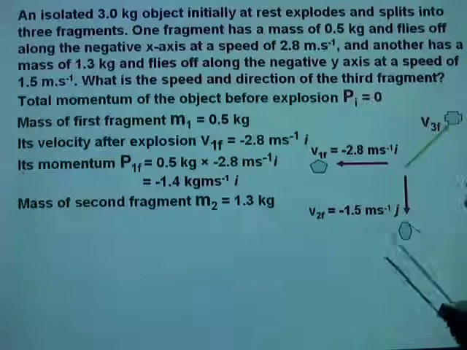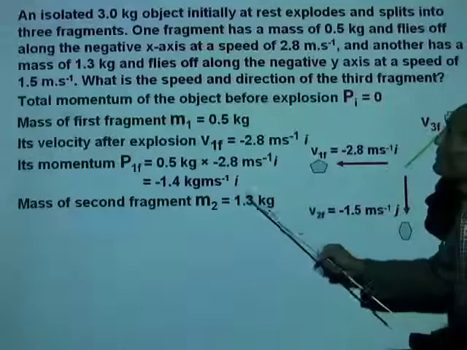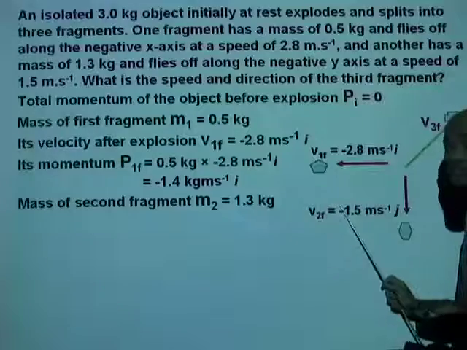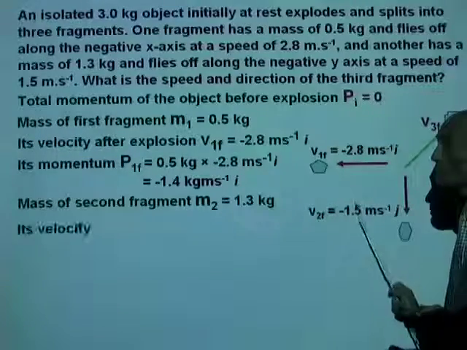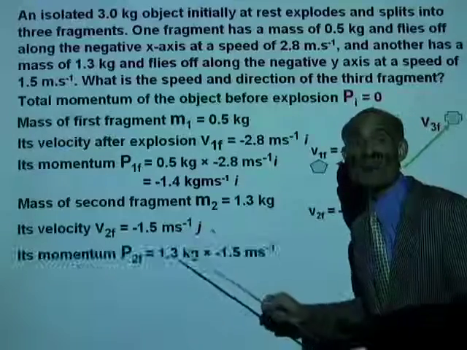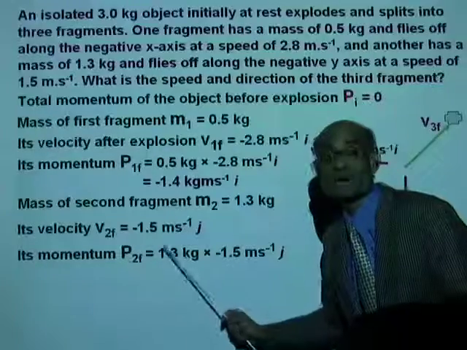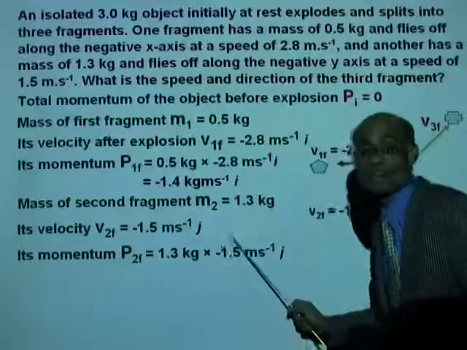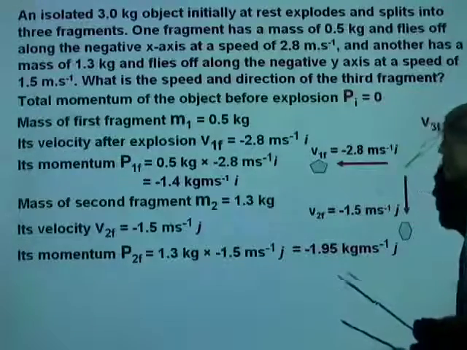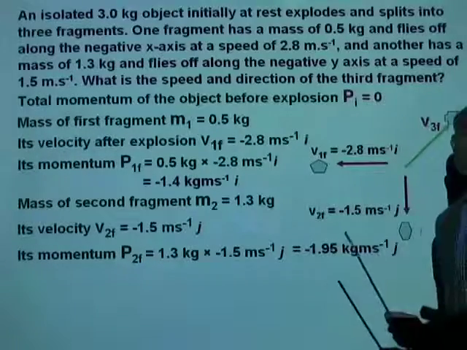Let's now take the second fragment. The mass of the second fragment is 1.3 kilogram. Its velocity after explosion is negative 1.5 meter per second j. Therefore, P2F, the final momentum of the second object, its mass times its velocity, is negative 1.95 kilogram meter per second j.